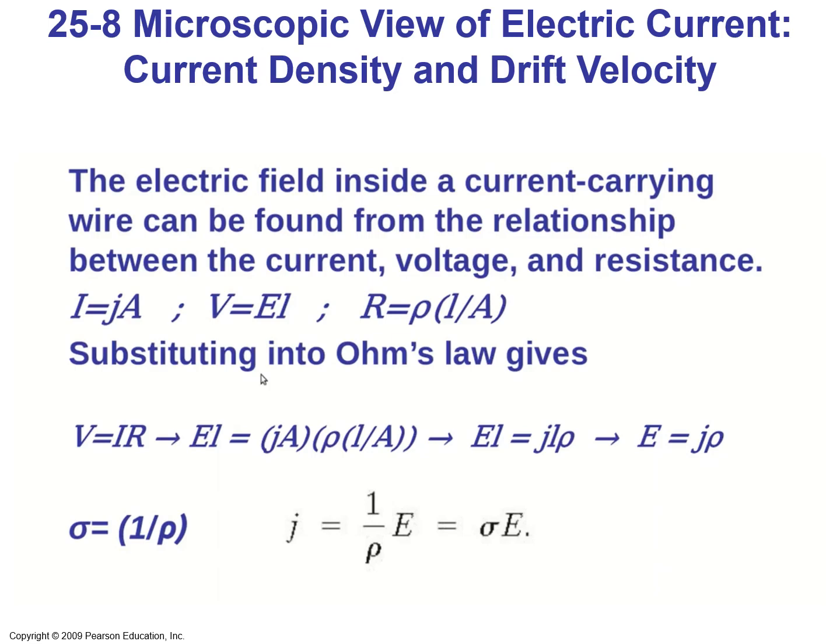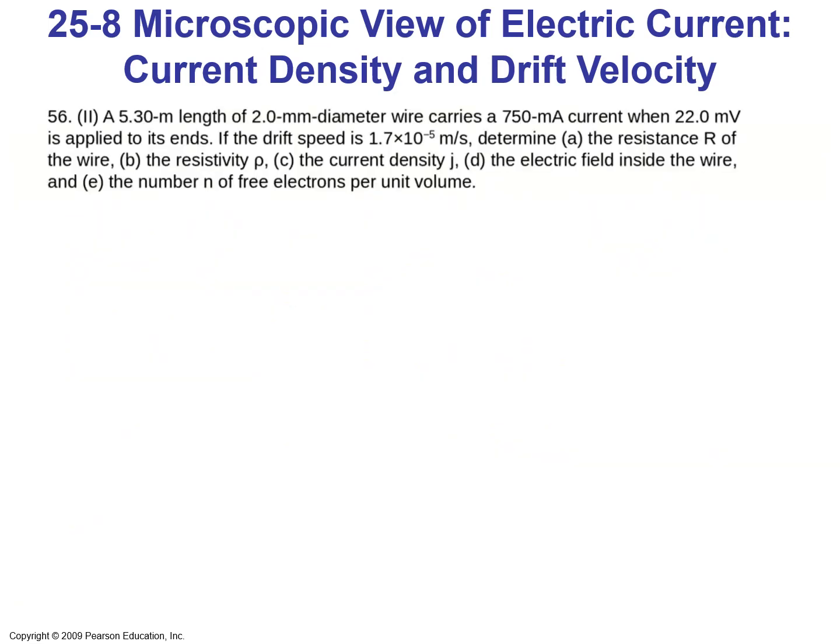So if we define sigma as 1 over rho, J, the current density, is equal to 1 over rho times E, the electric field. And if we define 1 over rho as sigma, conductivity, J equals sigma E. Problem number 56 as an example.